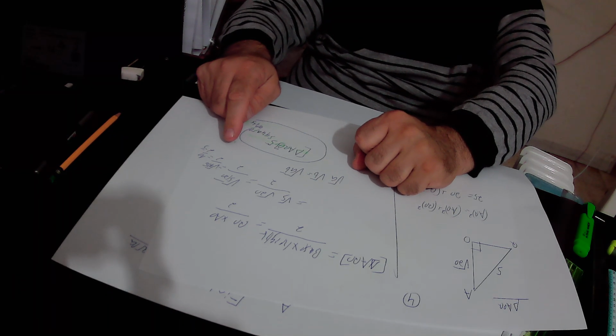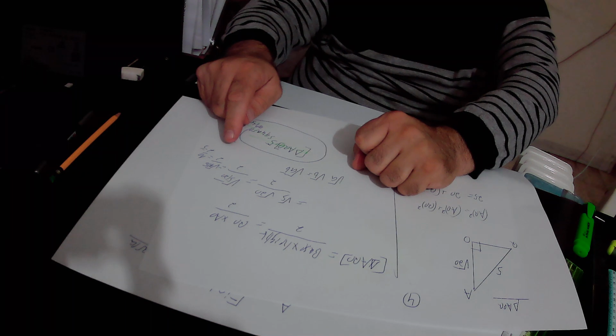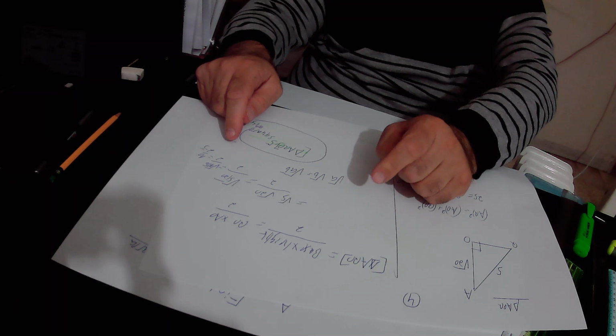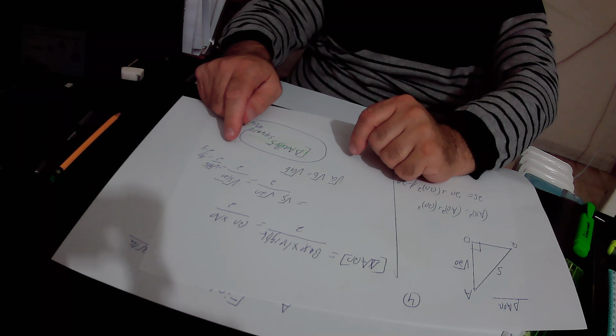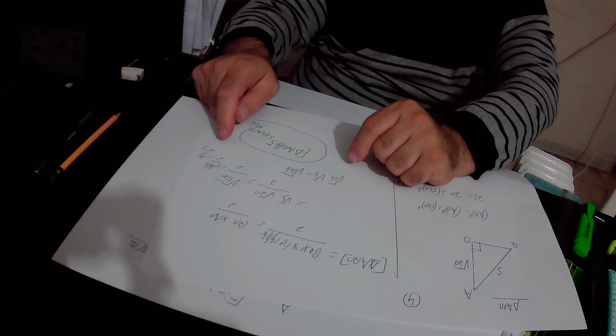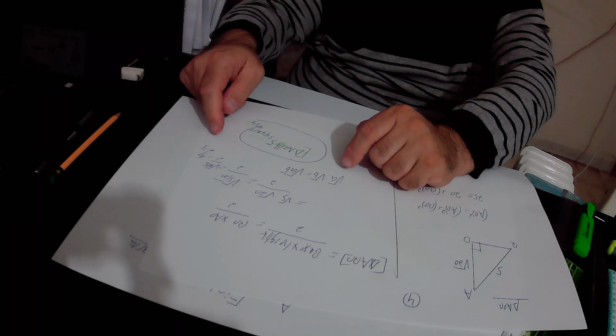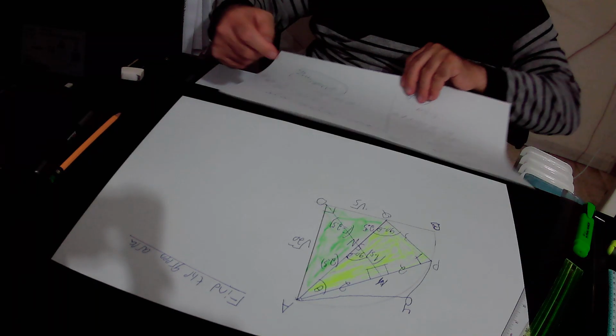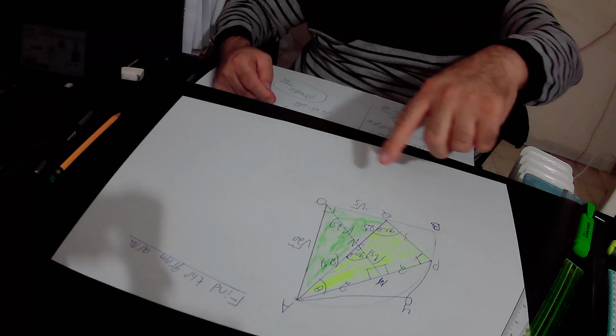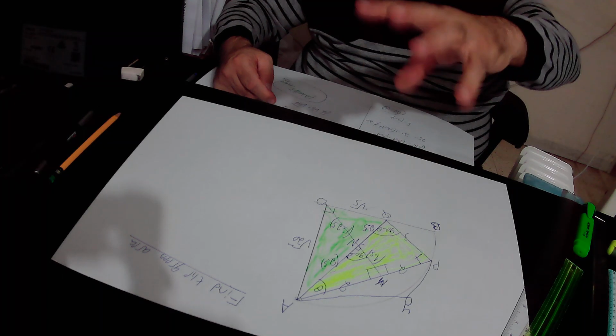5 times 20 is 100. In conclusion, the area of the green right triangle AQO equals the square root of 100 over 2. The square root of 100 is 10, over 2. 10 over 2 is 5. So finally, we found out that the area of this green right triangle AQO equals 5 square units.